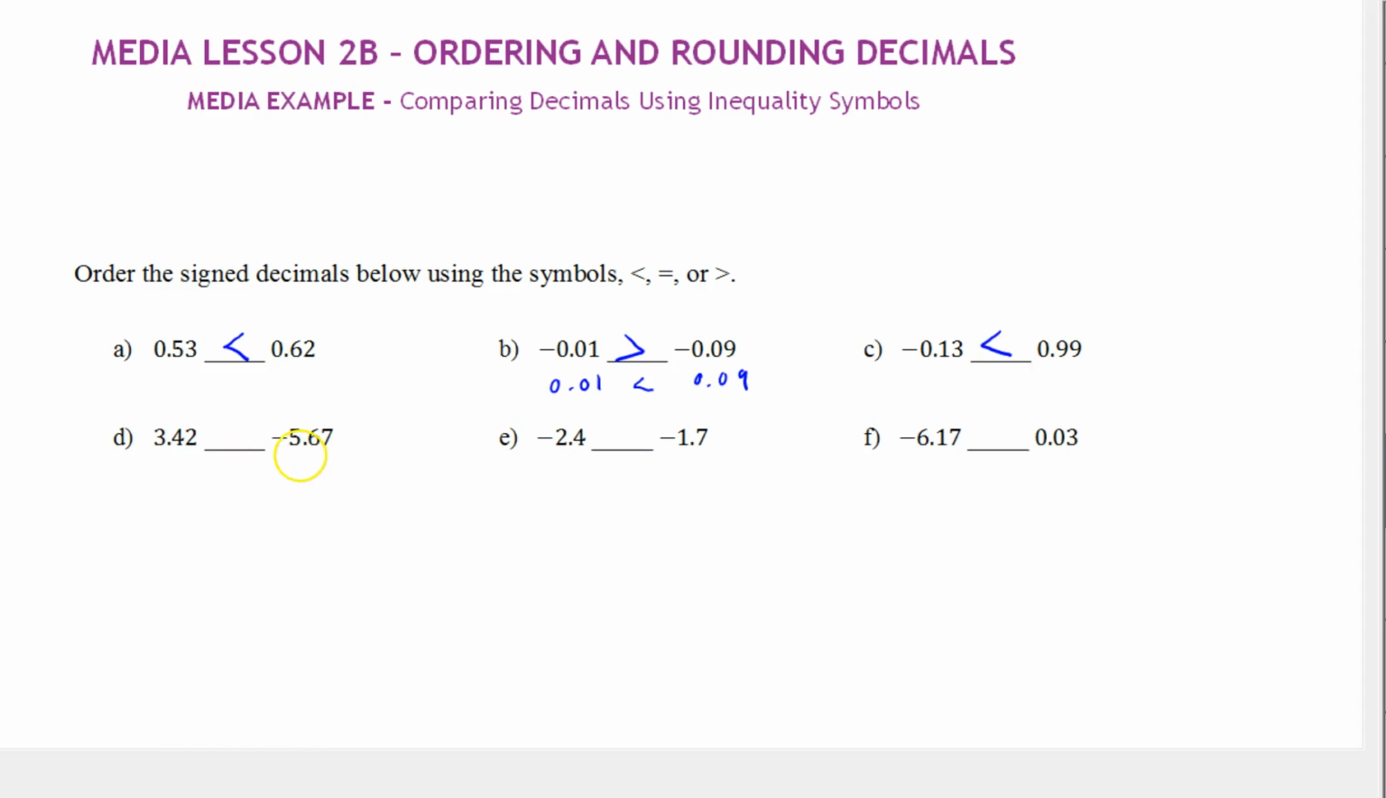Okay. Here, the same idea. 5.67 may be larger than 3.42, but it's negative, so this is definitely the smaller number.